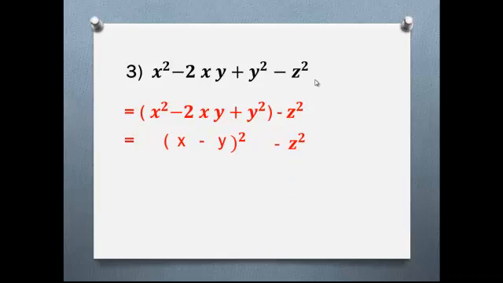Now you have difference between two squares. So square root the first term, x minus y, one factor is minus and the other is plus. The square root of the second term is z.